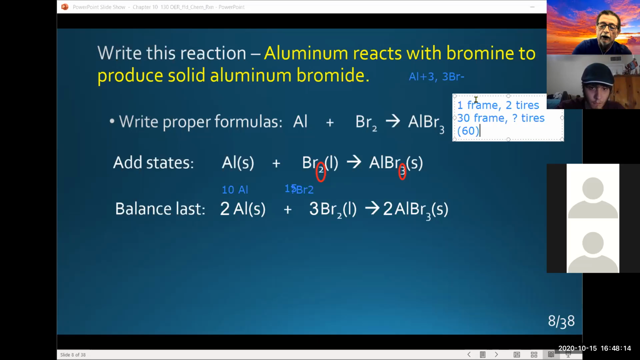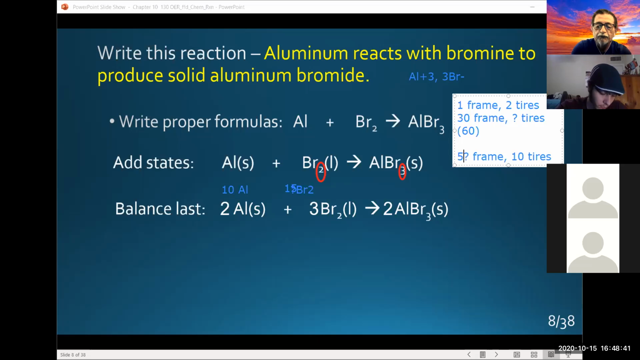Okay. Now, if I had, I don't know, let's say 10 tires, how many bicycles could I assemble? How many frames do I need? 5. Okay. You need 5.